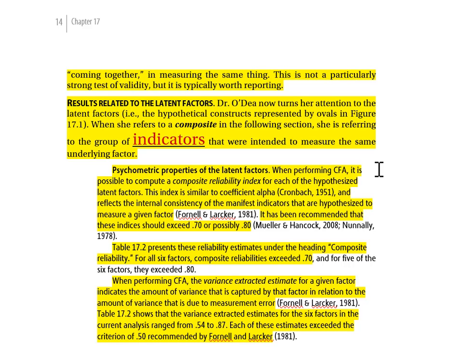When performing CFA, it's possible to compute a composite reliability index for each of the hypothesized latent factors, that is, each of the ovals. This index is similar to coefficient alpha and reflects the internal consistency of the manifest indicators that are hypothesized to measure a given factor. It's been recommended that these indices should exceed 0.70 or possibly 0.80. Table 17.2 presents reliability estimates under the heading Composite Reliability. For all 6 factors, composite reliabilities exceed 0.70, which is the minimally acceptable level.